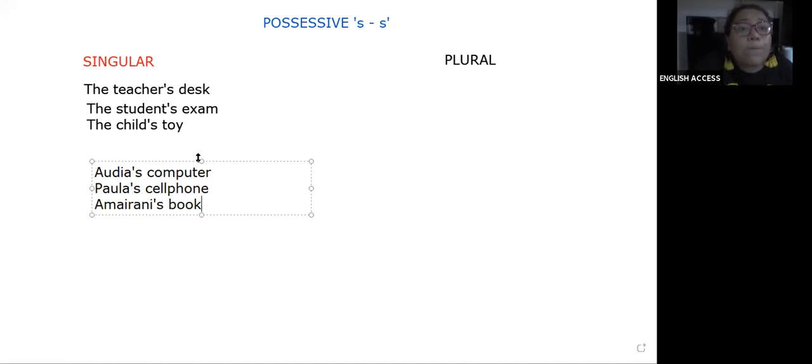I'm talking about possessions. The computer is possession of Audia. The cell phone is possession of Paula. The book is possession of Amairani. But instead of saying all of that, we only say Audia's computer, Paula's cell phone, Amairani's book. You see? The only thing that we do is that we add the apostrophe and then we add an S. Apostrophe S. Okay? Let me give you the formula for this.